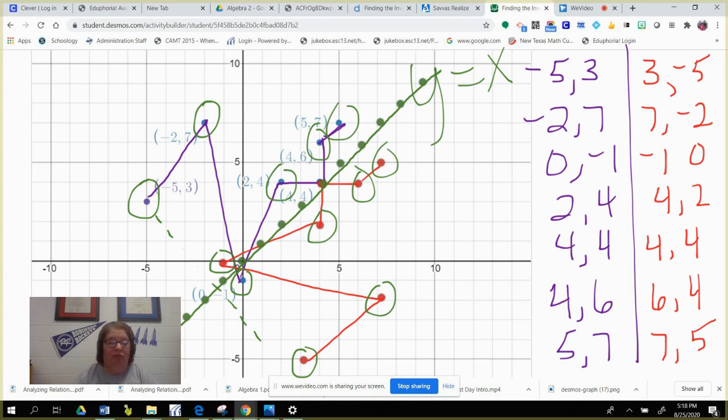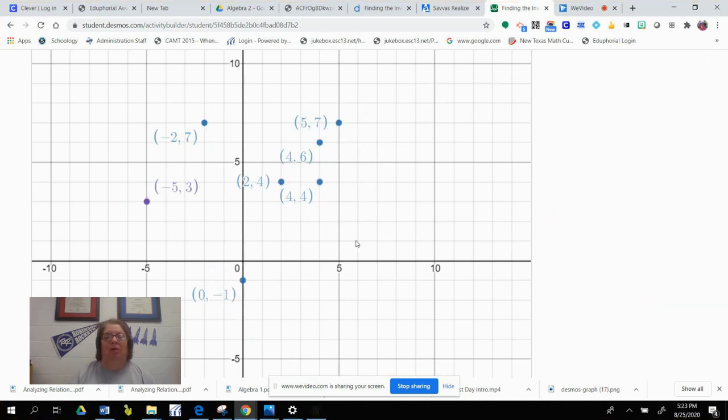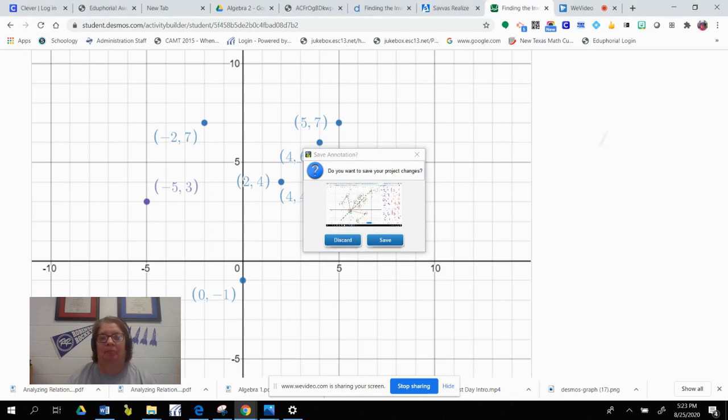What happened to this one that was 4, 4? What's the mirror image of 4, 4? 4, 4. So it's the same thing. Every time you graph a function and its inverse, they're reflected across the line y equals x. That, my friends, is a guaranteed test question. Absolutely 100% guaranteed. A function and its inverse are reflected across the line y equals x. All right, let's keep going.